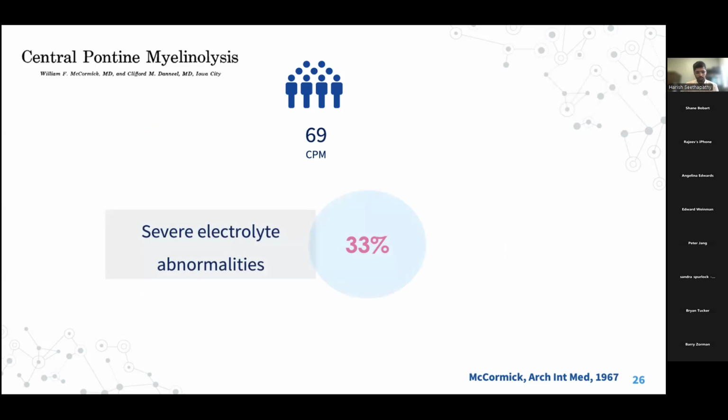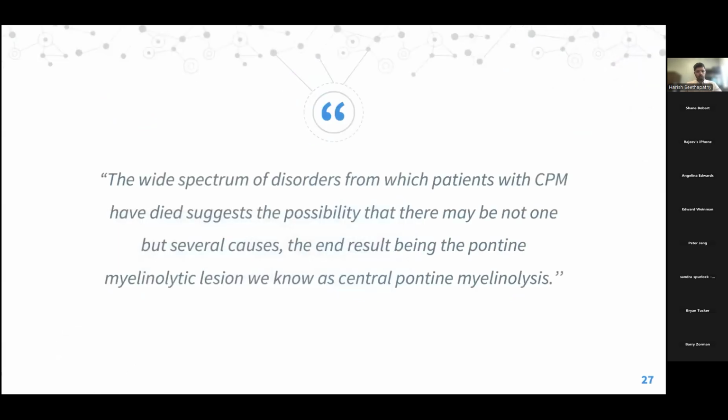They also looked at severe electrolyte derangements such as hypokalemia, hyperkalemia, hyperglycemia, and dehydration, which I assume is hyponatremia, and they found that that was present in 33% of patients. So here was a conclusion from McCormick, which was that the wide spectrum of disorders from which patients with CPM have died suggests the possibility that there may not be one, but several causes, the end result being the pontine myelinolytic lesion we now know as central pontine myelinolysis.